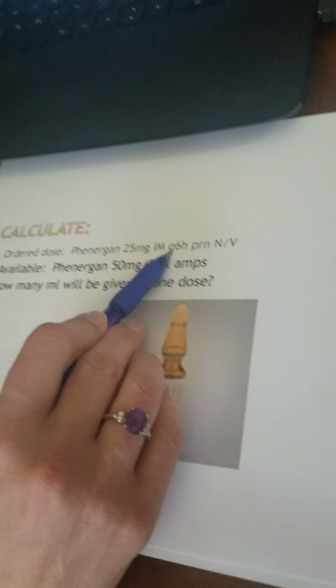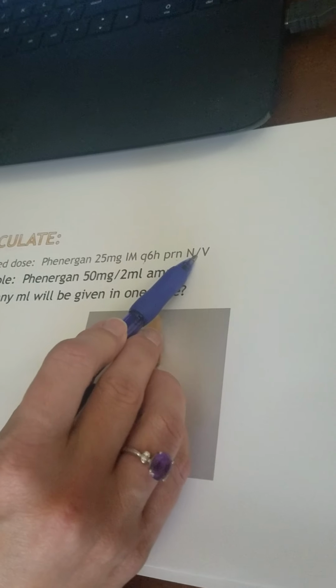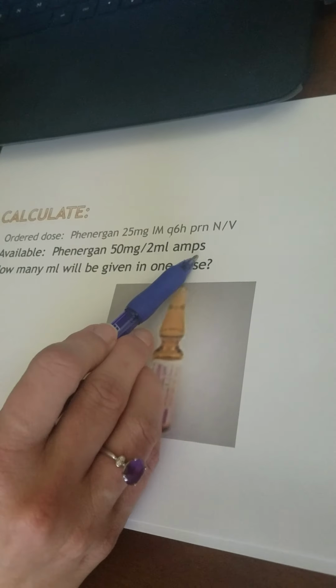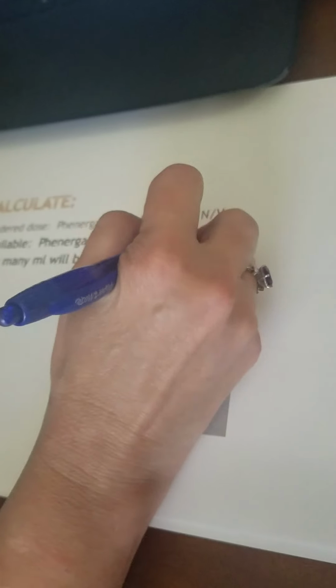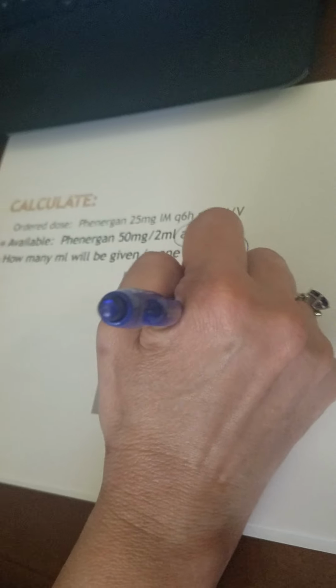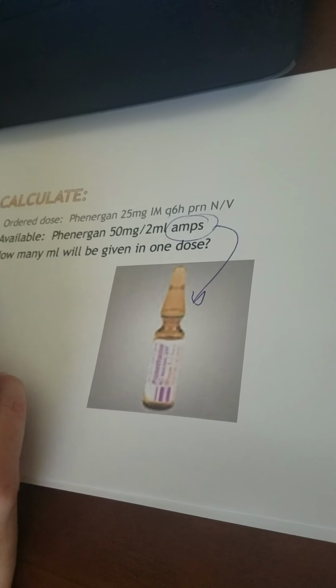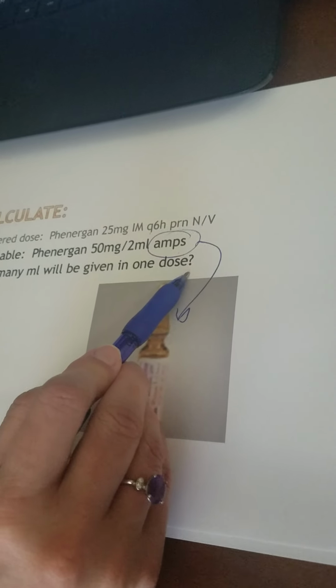on your slides, we have Phenergan, 25 milligrams every 6 hours as needed for nausea and vomiting. Available is Phenergan 50 milligrams per 2 ml ampules. That's what that stands for, ampules, and that's what that is right there. It's a type of container for your medication. How many milliliters will be given in one dose?